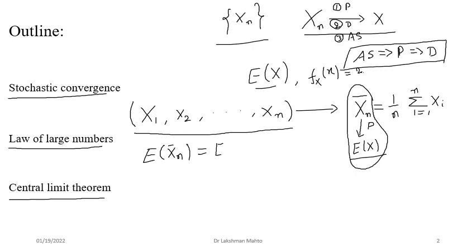That means the expectation of X, whose distribution is unknown to us, we simply denote by mu. The true mean, or population mean, we denote by mu. Likewise, if you compute the variance of the sample mean X bar n, it was sigma square by n. But here sigma square is not known to us, because we don't know the distribution. We just know that sigma square is the population variance, or true variance, of the random variable.